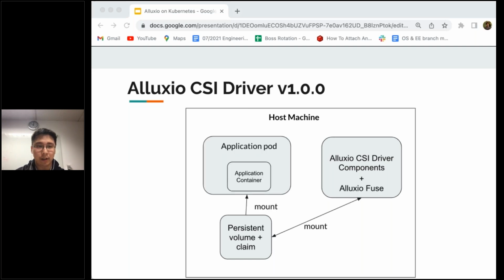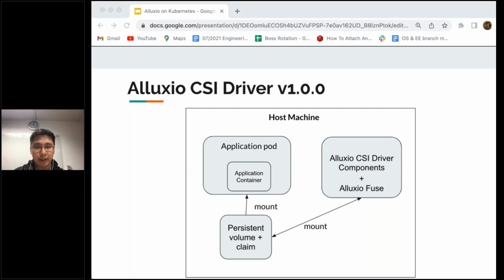Finally, the application pod is created. It basically mounts the persistent volume into its container as the storage. CSI is aware of this mount. So before it actually gets mounted, the CSI driver will first spawn an Alluxio Fuse process, bidirectionally mounting the persistent volume to a specific directory inside the Fuse container, where Alluxio Fuse is in charge. After this Fuse process is ready, the persistent volume will be mounted to the application pod.